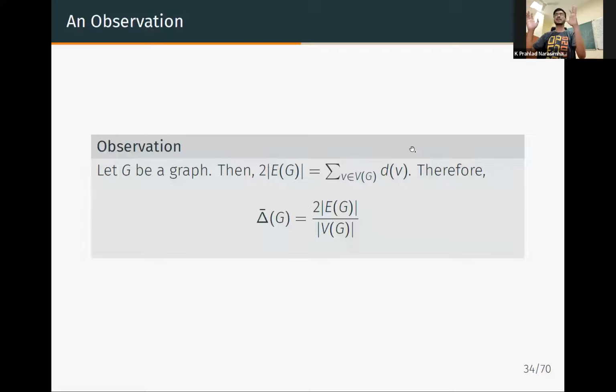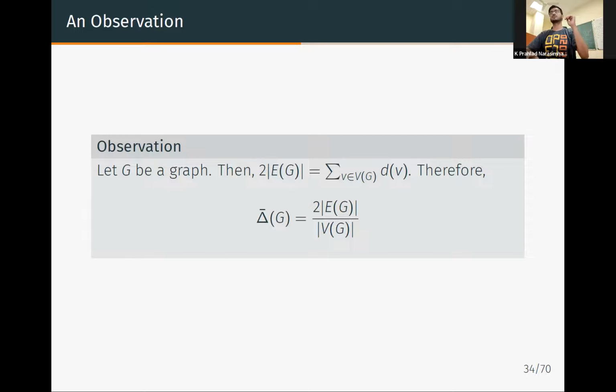If that went over your head, don't worry. But if you kind of got it, this is something that is used everywhere in math: counting in 2 different ways. So anyway, what does this tell me? This tells me that the average degree, which is the sum of the degrees divided by the number of vertices, is just 2 times the ratio between the number of edges and the number of vertices.